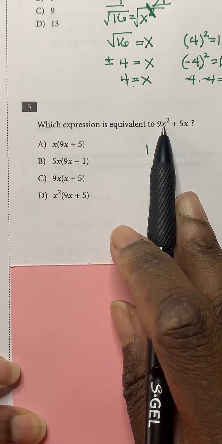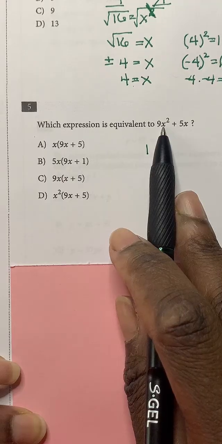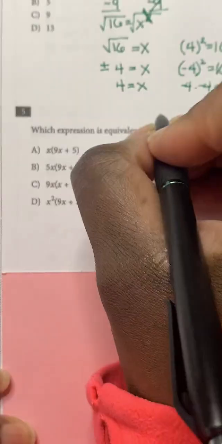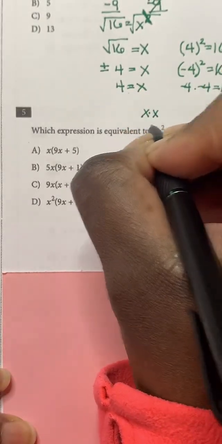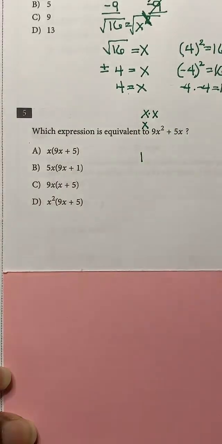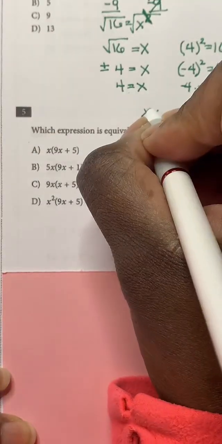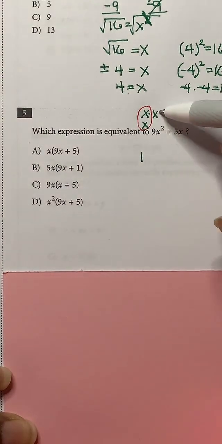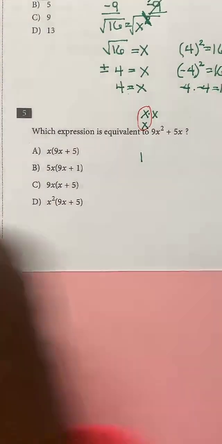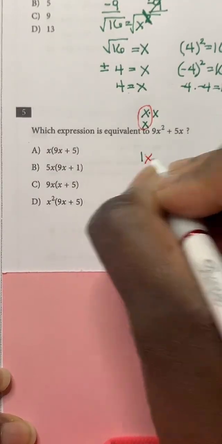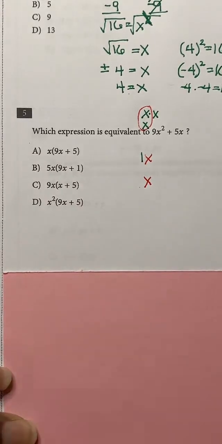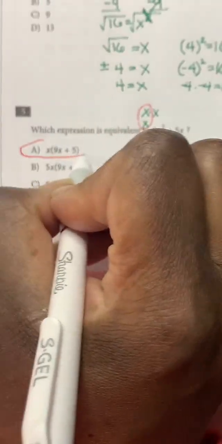There are x squares. X squared means x times x. So there's two x's there. For the x, there's one x. So if one of them has two x's, and the other one has one x, both sets will have at least one x in common. So my GCF here is going to be 1x or just x. The 1 is always assumed to be in front of the x. So just knowing that, boom, my answer is going to be A.